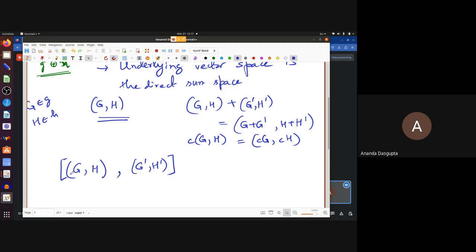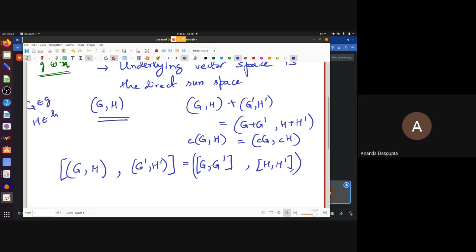Okay, sorry about that. Let's talk about the Lie bracket. Now, what would the obvious choice of a Lie bracket here be? Simple. The Lie bracket of (G, H) and (G', H'). So the first element will be the Lie bracket of G and G', and the second element will be the Lie bracket of H and H'. That's the most obvious choice.